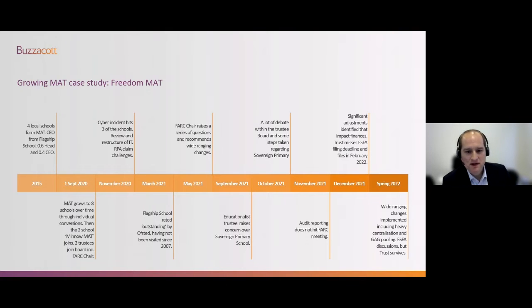Separately, then in September, the other trustee who joined from the MAT, who was more on the education side, was an Ofsted inspector. Having been delighted at the outstanding result at Flagship, she had decided to go elsewhere in the MAT and visit some of the schools as part of getting to know the trust, and went to Sovereign Primary School, which was one of the schools that joined in that period up to 2020, and she was suddenly very alarmed at what she saw.